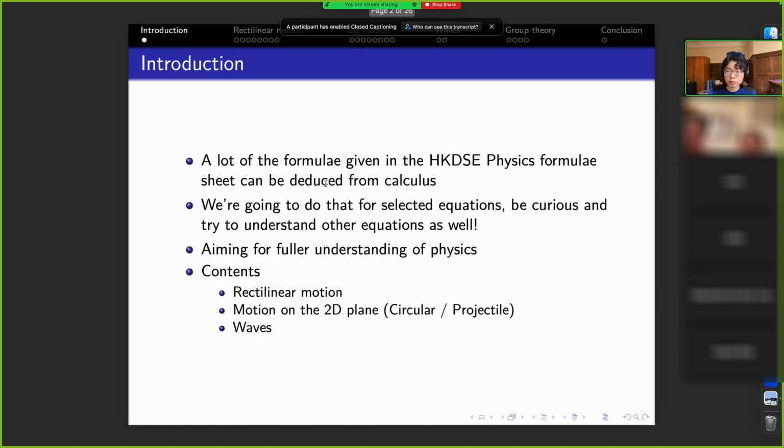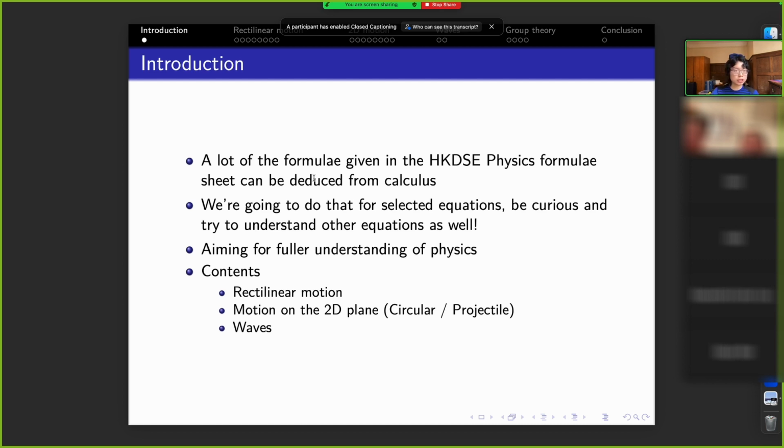So let's begin. The goal of today is to deduce a lot of the physics formulas that you have learned in secondary school using calculus. We're not going to do that for all the equations, because it would take a very long time. In fact, in university, at least in Oxford, you can choose to understand a lot of the mathematics behind the secondary school concepts. For example, if you want to study electromagnetism mathematically, it would be like a year 3 or year 4 course in the mathematics curriculum in university.